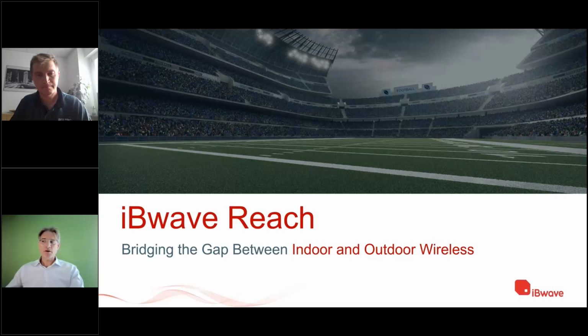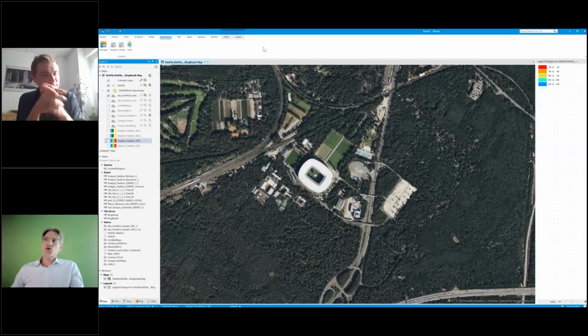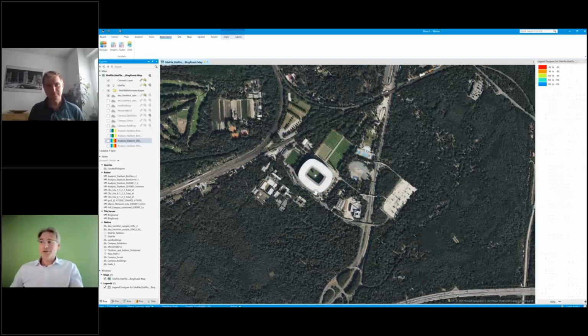to talk a little bit about indoor-outdoor. Let's call it bridging the gap between indoor and outdoor wireless. As you can see, there's some outdoor world as well, which could provide coverage inside where you don't want it, and you need to design that properly. What we have is a solution which we call IBWave Reach. It's a macro planning tool, and I just selected the Frankfurt Stadium because I'm living very close to it, and it's the European Championship, so that's why I chose this one.